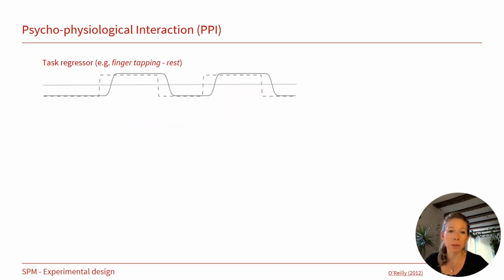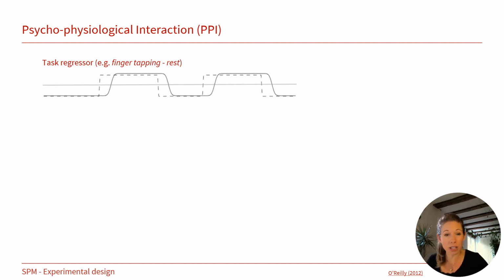So in order to calculate PPI, I want to give you a very quick overview. I highly recommend the paper by O'Reilly and colleagues. I also used the figure here from that publication. In order to calculate PPI, we need the information about the task, but we also need information about the time course in a specific region of interest, our seed region. And we want to know what other areas in the brain are increasing their connectivity to this specific seed region as a function of task.